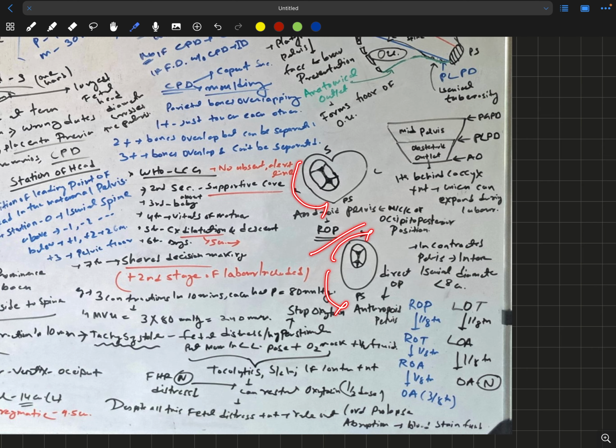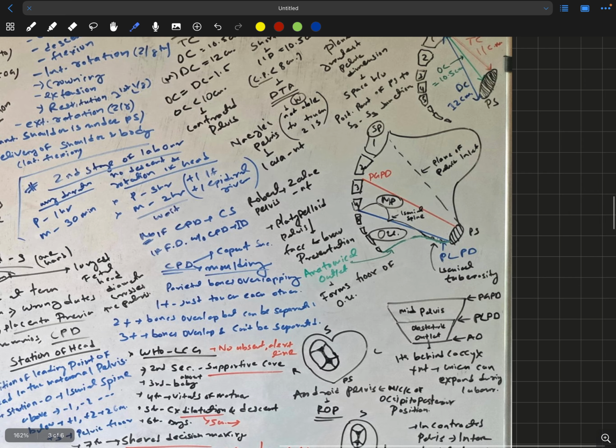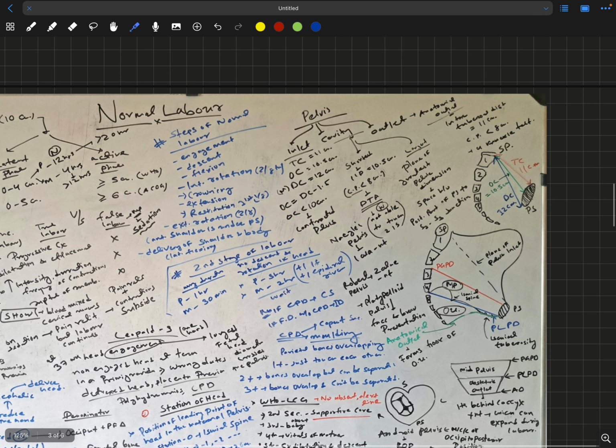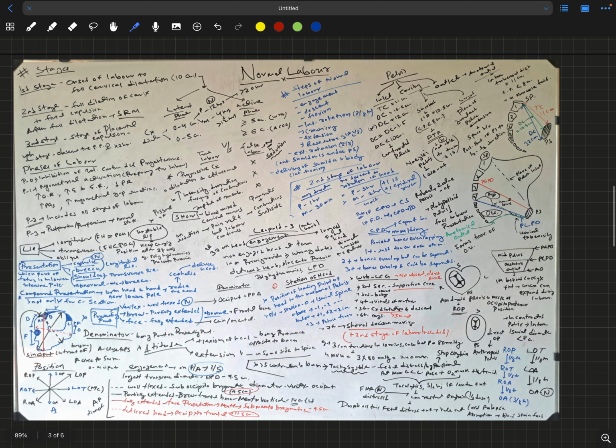It rotates reversely and occupies the direct occipito posterior position in case of anthropoid pelvis. Now I think I have discussed all these things. So this is all about this phase of normal labor. I will make another video about this only. Thank you.